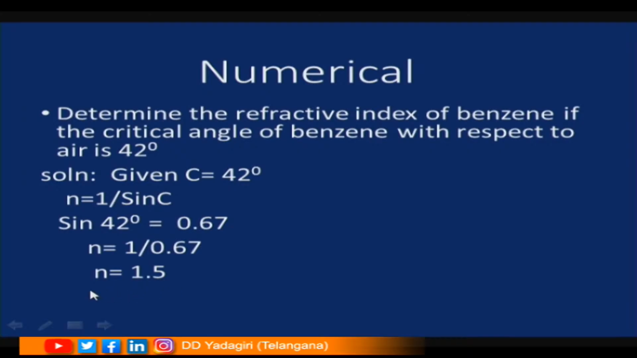That means, by knowing the critical angle, we can find the refractive index, or sometimes if you are given the refractive index, you can also calculate the critical angle. This n is equal to 1.5, it is also said to be the absolute refractive index of benzene.